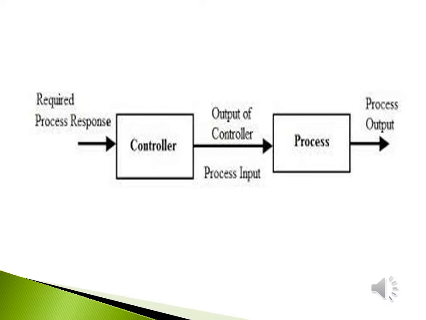This is the block diagram of an open loop control system. In this block diagram, we can see that the process output or the response doesn't depend on controller action. That means the output from the process is not measured or fed back to the input for comparison.